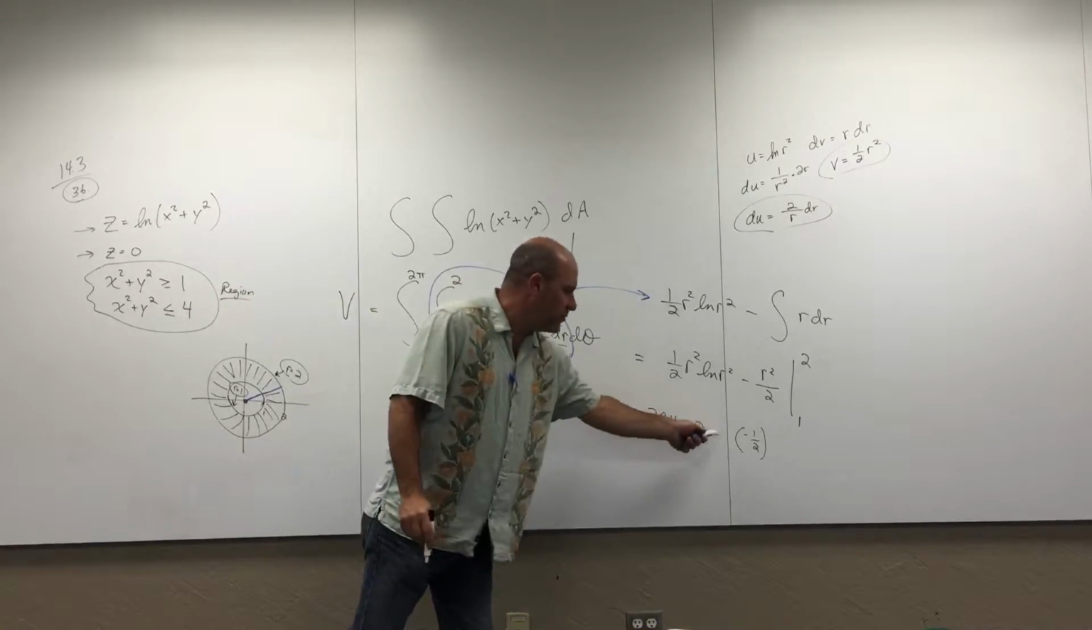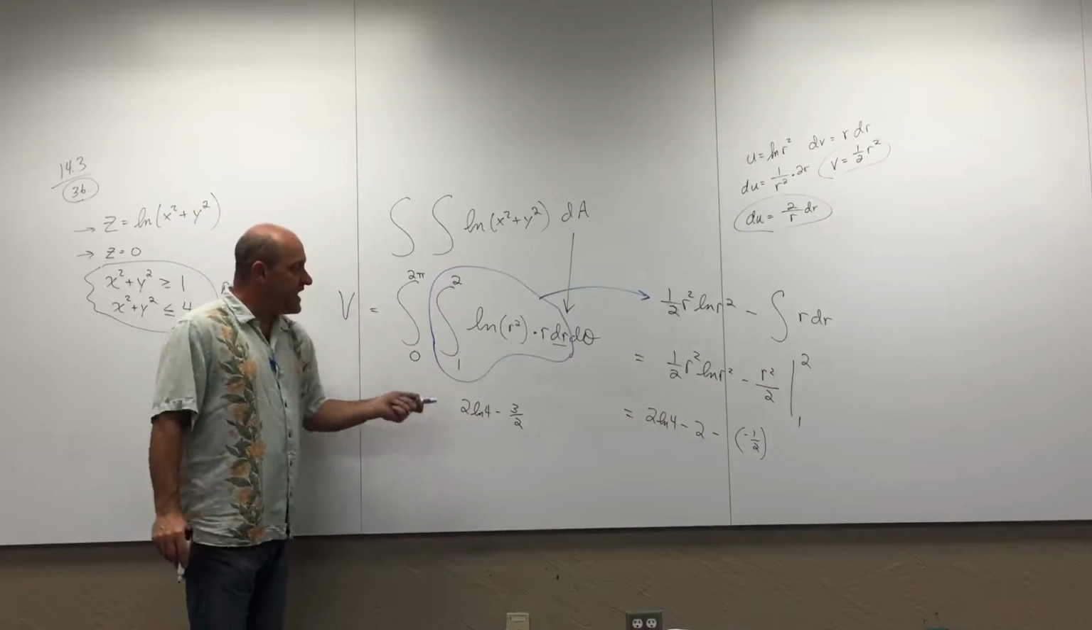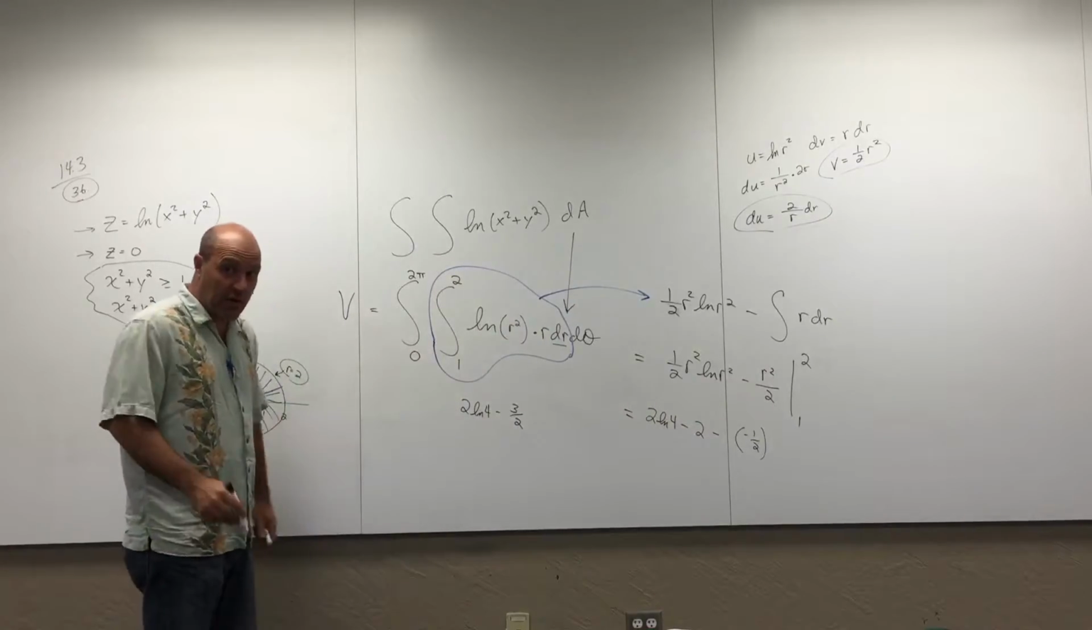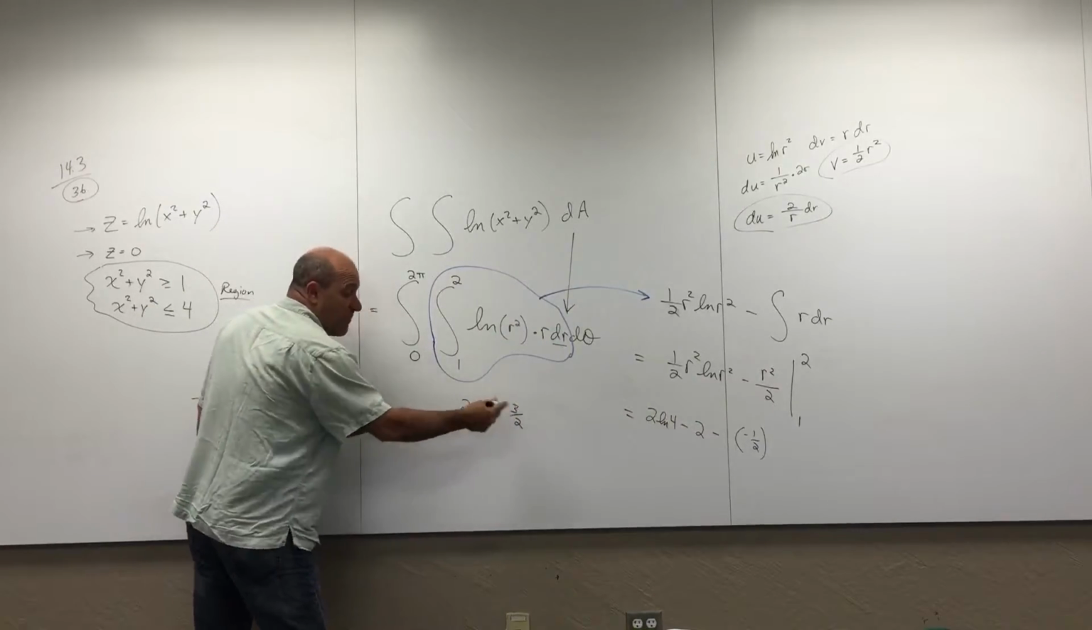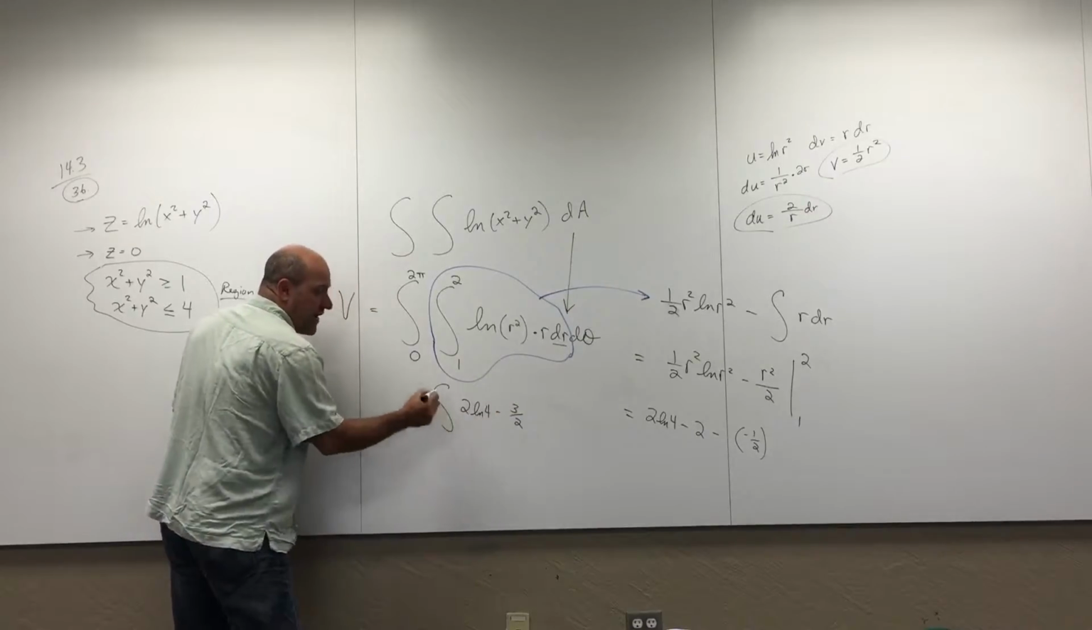Because that's a negative 2 plus a half. Negative 3/2. That's it. That's the answer to the inner integral. I'd like you to notice something. It's a number. It is a number. There's no variables in it.